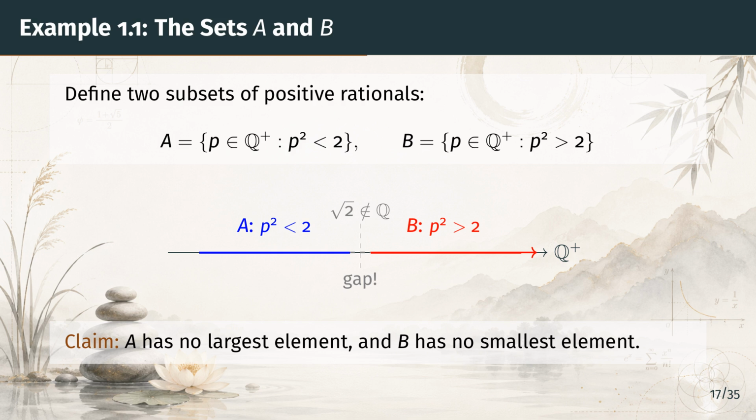The crucial claim is that A has no largest element and B has no smallest element. This means there is no rational number sitting right at the boundary of this gap, no matter how close you get to the square root of 2 from either side. You can always get closer while staying within the rationals. The gap is real and cannot be plugged using rationals alone. Let's see how Rudin proves this claim.